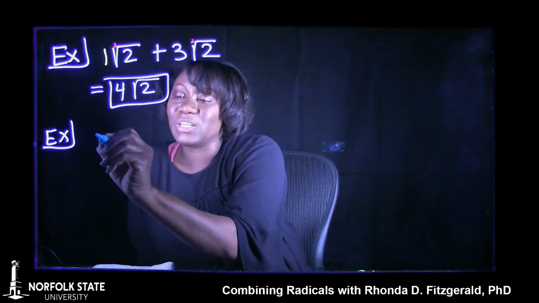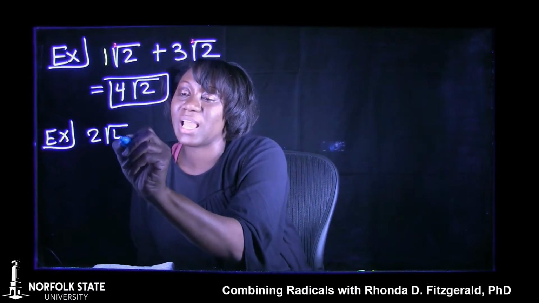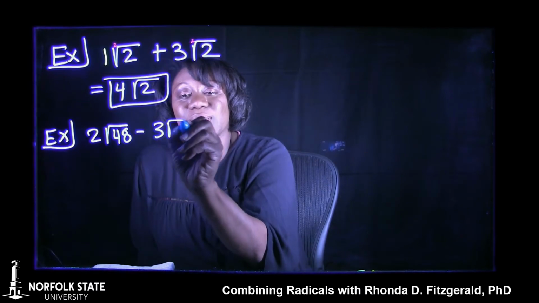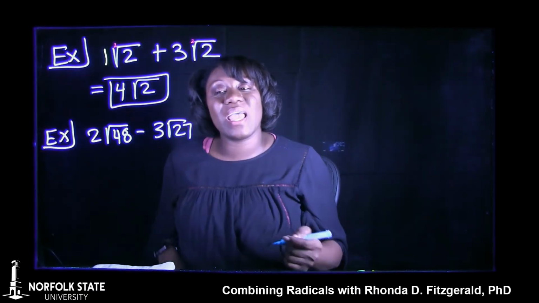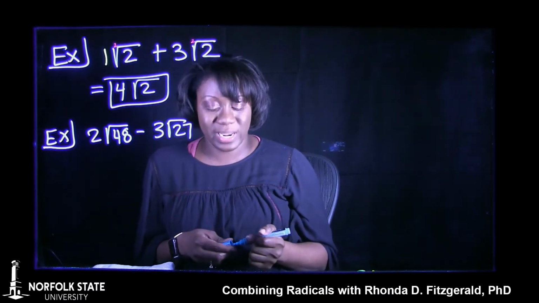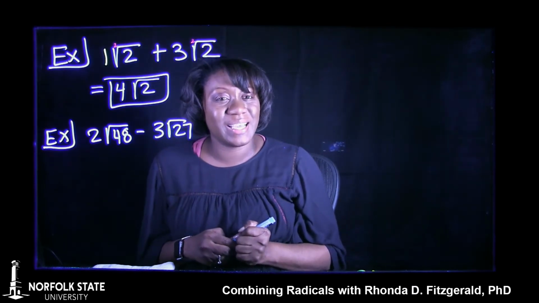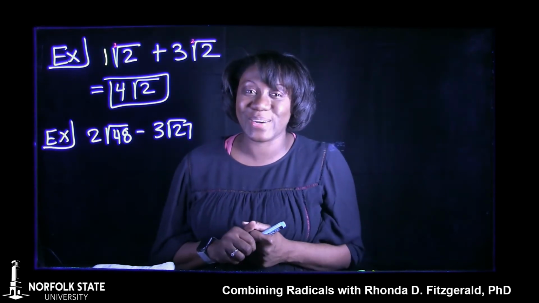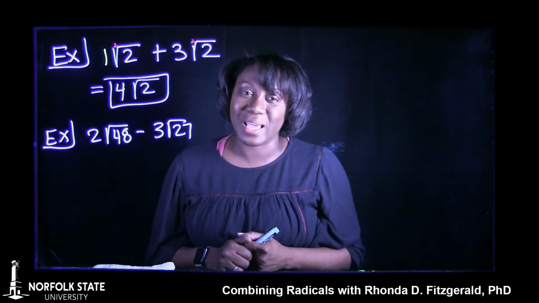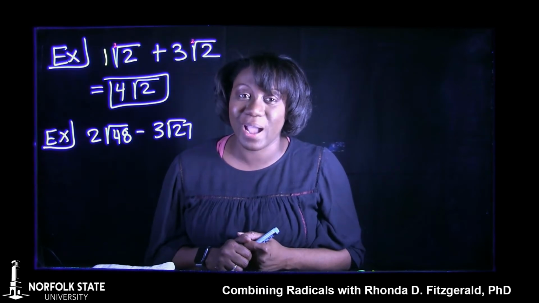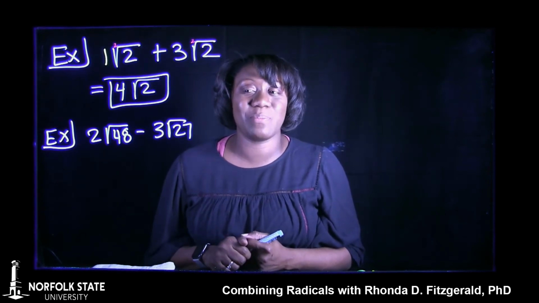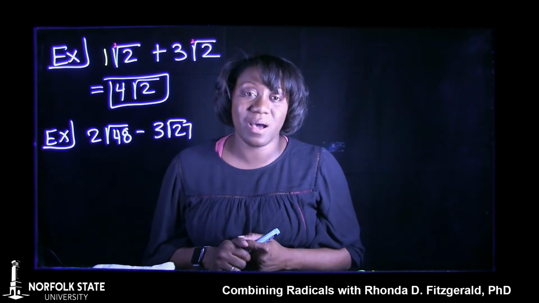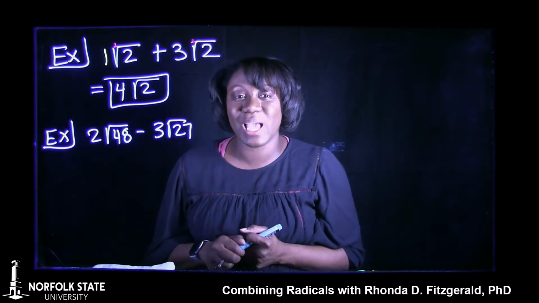What if I had 2 square roots of 48 minus 3 square roots of 27? The way this problem is written, can this be combined? And the answer right now is no, because they're not like radicals. But we just learned how to simplify radicals, and in this particular example, both of the radicals can be simplified such that they become like radicals. So let's see how we do that.